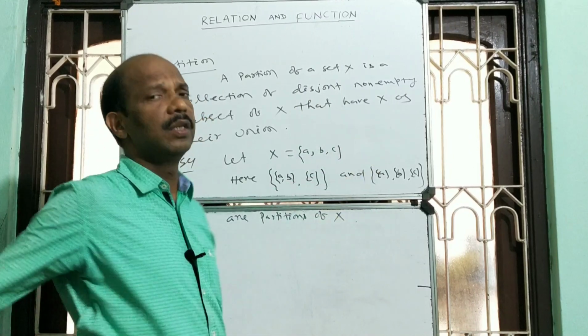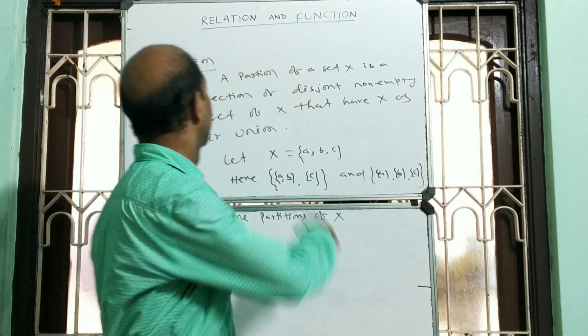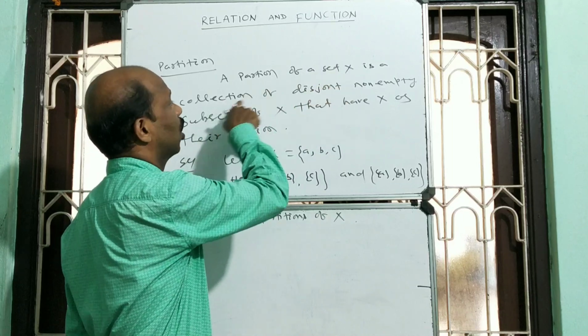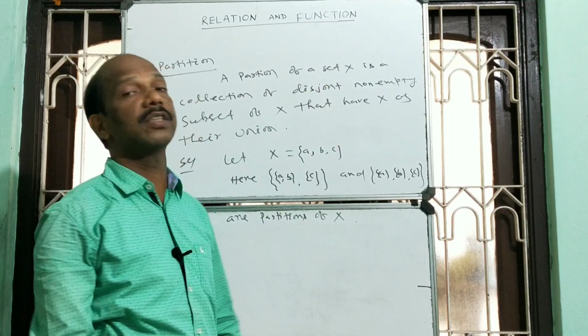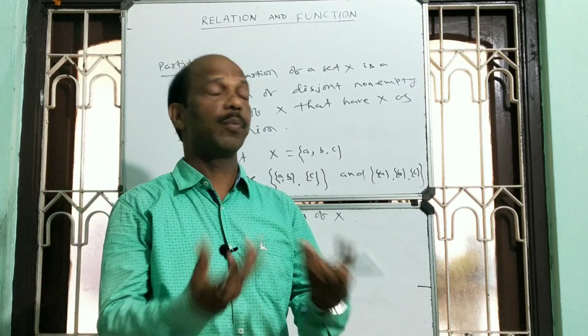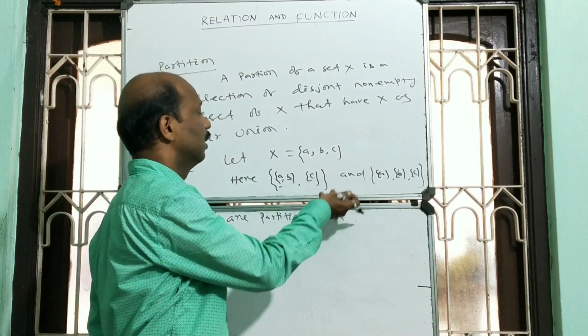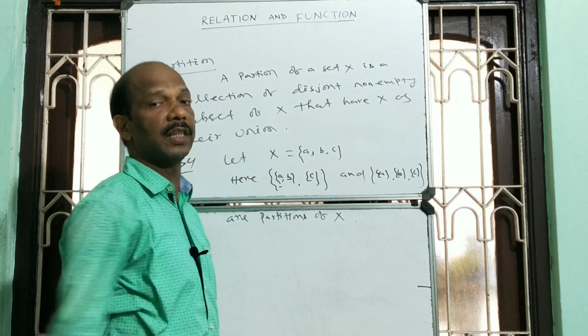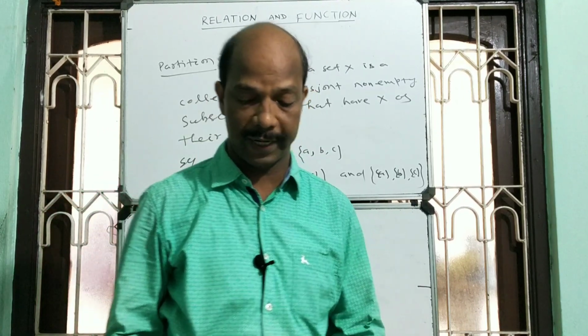Partitions means a partition of a set X is a collection of disjoint non-empty subsets of X that have X as their union. That means whenever you union those subsets, that should be equal to X, and their intersection must be equal to phi. Okay.